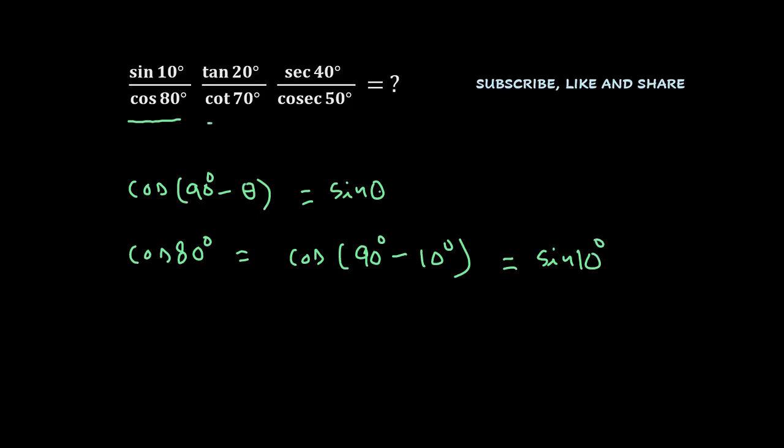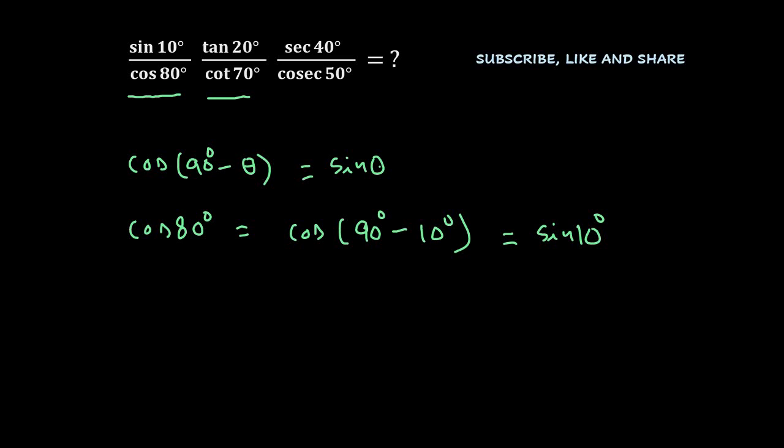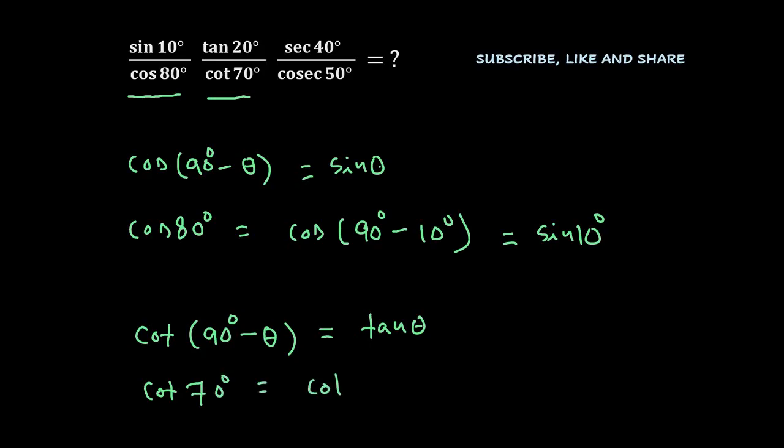Again we have cot 70 degree here. So we know cot 90 degree minus theta equals tan theta. So we can write cot 70 degree as cot 90 degree minus 20 degree equals tan 20 degree.